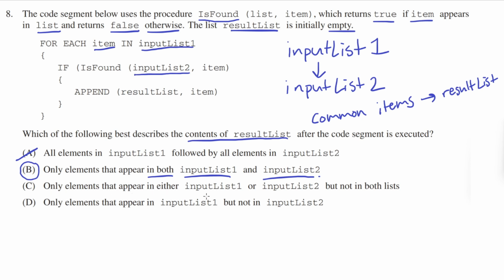C says only items that appear in either list 1 or 2, but not both lists. This is incorrect because the if is specifically looking for items from list 1, because we're taking each item in list 1 and checking if it is found in list 2. So it's doing the opposite. It's finding the items that are in both lists. Answer choice D says only elements that appear in list 1 but not in list 2. This is incorrect because of the is found conditional statement here, which is checking whether the item from list 1 is in list 2. So D is incorrect, and B is the correct answer.